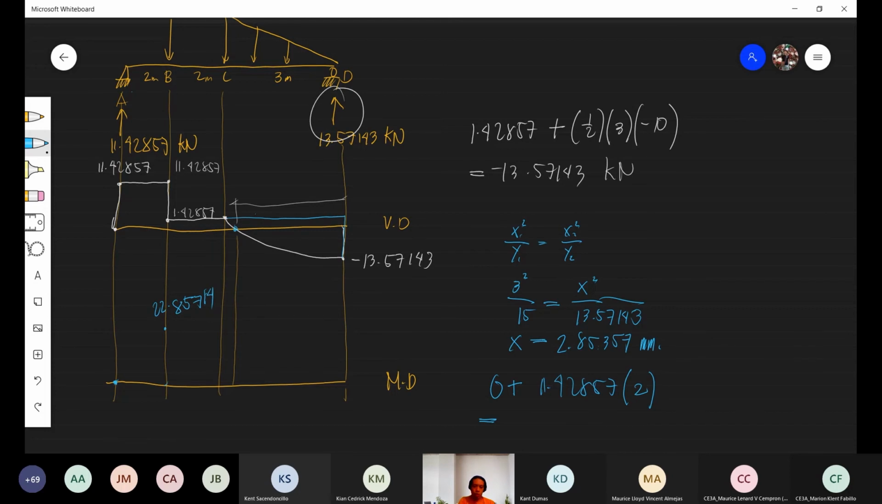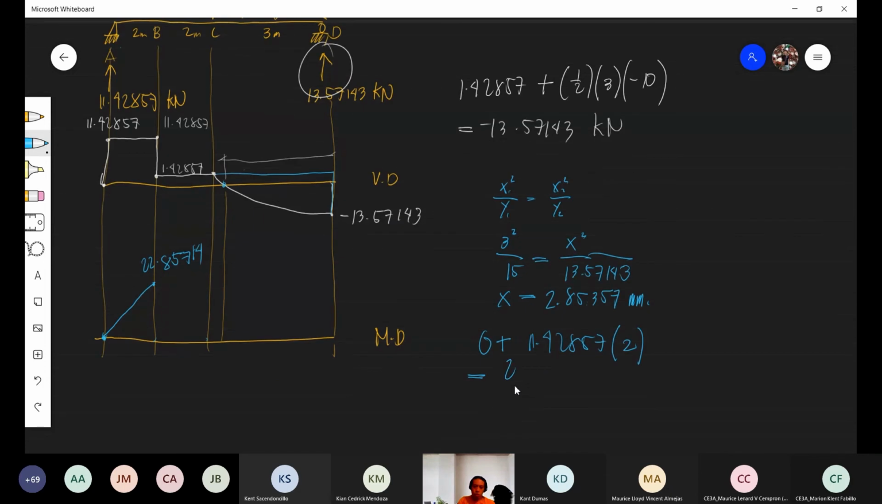Okay, what is the behavior of this graph? Is it a straight line or a curve? What is the degree of the curve? Inclined, sir. Straight line. Just a straight line, like the previous one, which was horizontal. Next, this point. What about it? This is 22.85714. You take 22.85714 plus the area in between, which is positive, 1.42857 times 2.